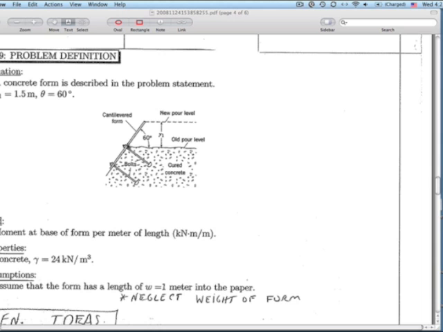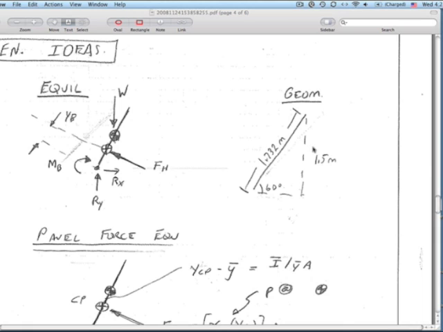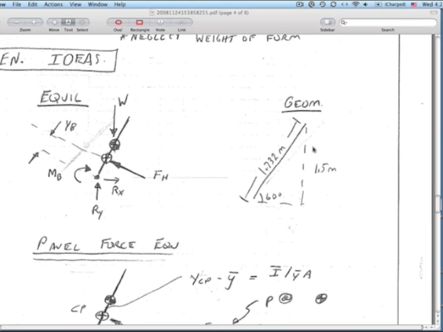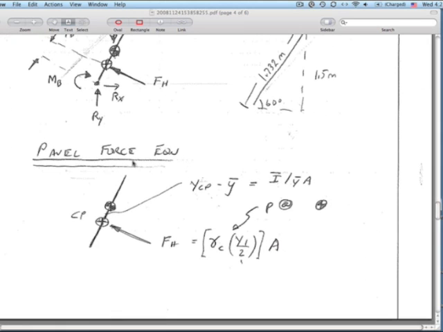Let's look at ideas to reach the goal. There are three ideas we need to use to solve this problem. The first idea is the panel force equation. This is a sketch of the panel. Here's the centroid of area. We know that the hydrostatic force acts at the center of pressure, and the magnitude of the hydrostatic force is the pressure at the depth of the centroid. So that's gamma concrete times y1 over 2 times the area of the plate.